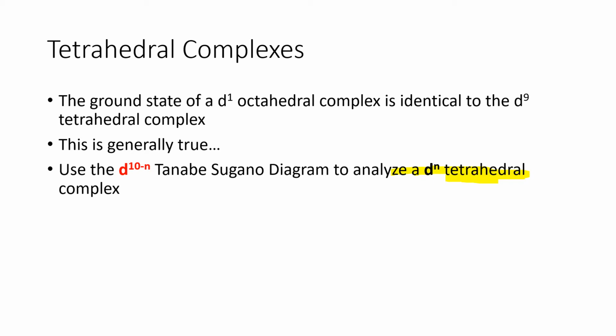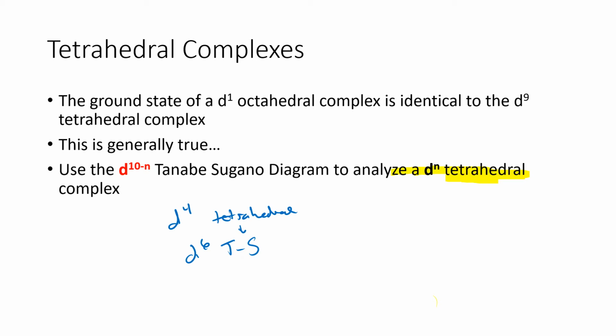So D1 is associated with the D9 octahedral diagram. If we had, for example, a D4 tetrahedral complex, we would use the D10 minus 4, we would use the D6 Tanabe-Sugano diagram, right? And that's all we need to do, okay?